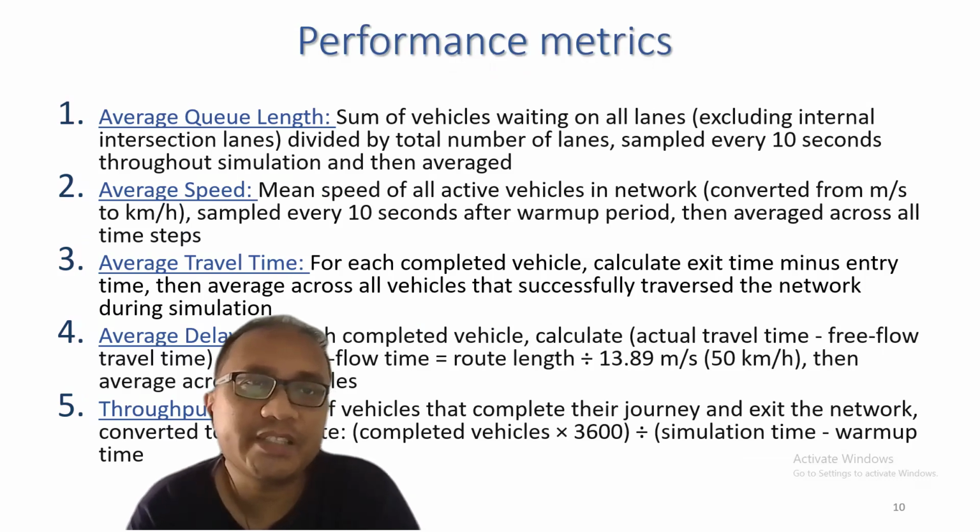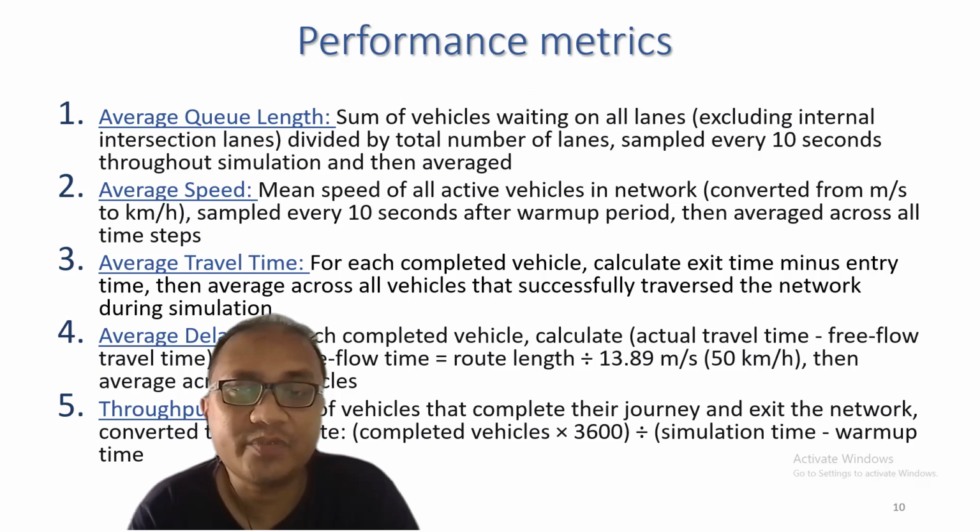The performance metrics I use are 5. Those are average queue length, average speed, travel time, delays, and throughput. Average travel time is calculated using the exit time minus entry time. And delay is calculated as actual travel time minus free-flow travel time.